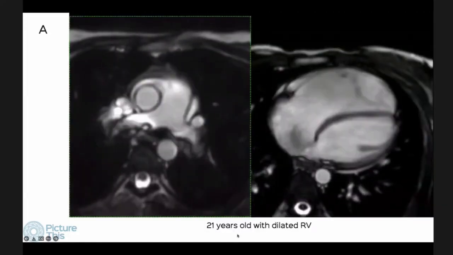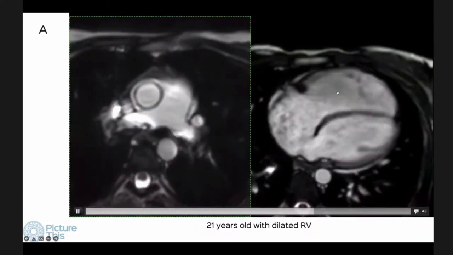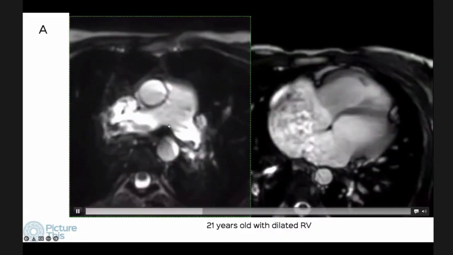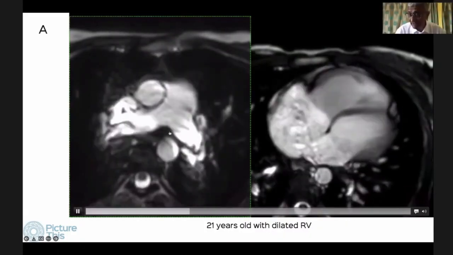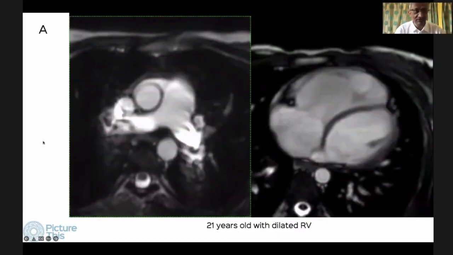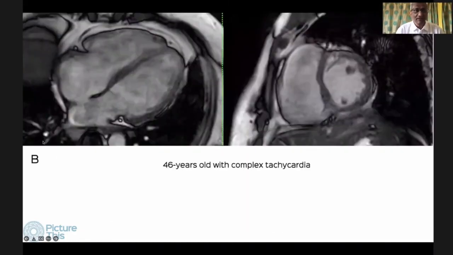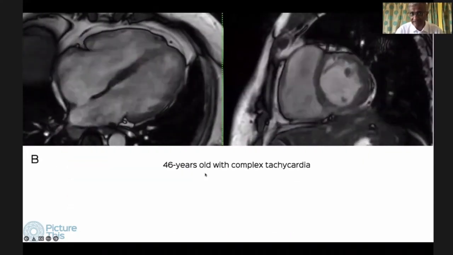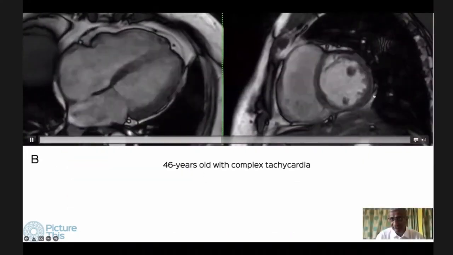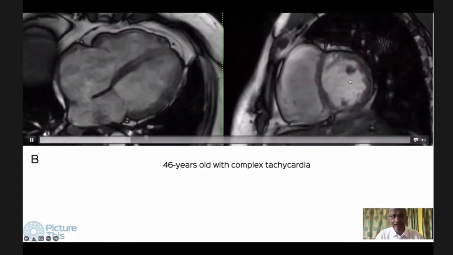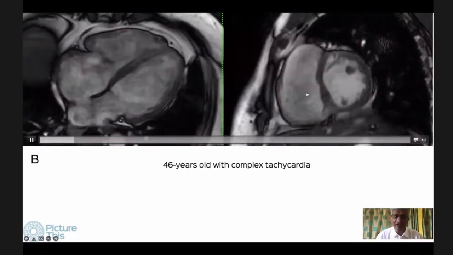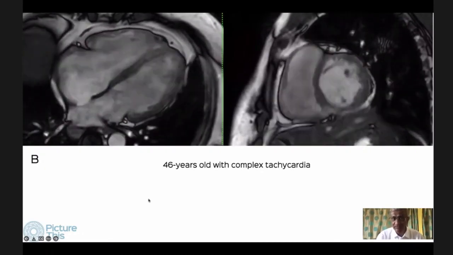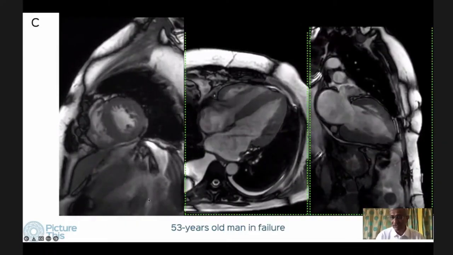This is a 21-year-old with a dilated right ventricle. This is a 4-chamber view that you can see here, and a view through the pulmonary artery. Is this ARVC or not is what you need to be answering later. This is the second case, a 46-year-old with a complex tachycardia. That's the 4-chamber on your left. That's the short axis. You can see that it is a biventricular pathology, and both the LV and the RV are abnormal. Is this ARVC or not?